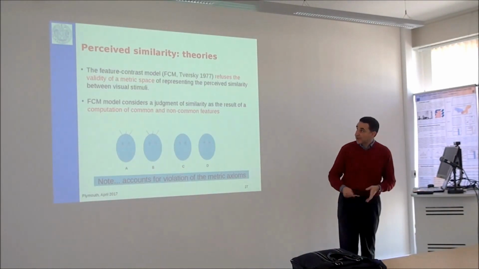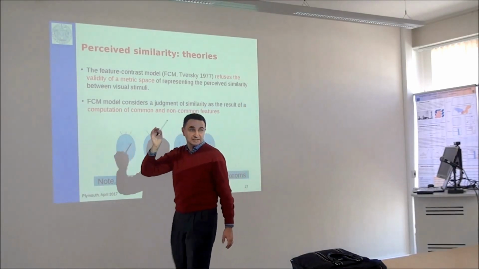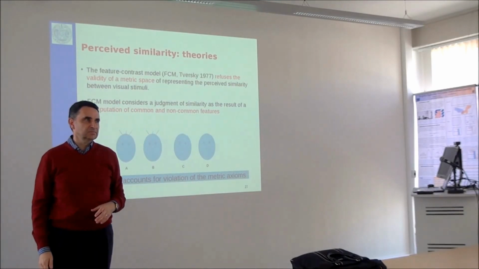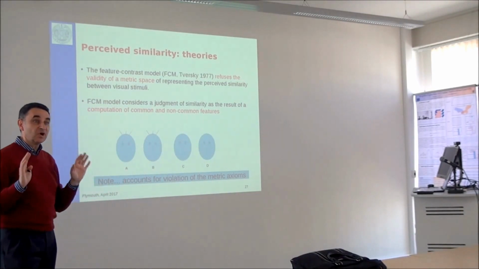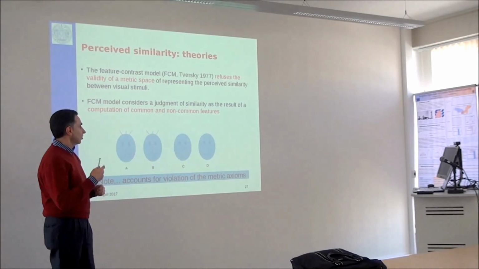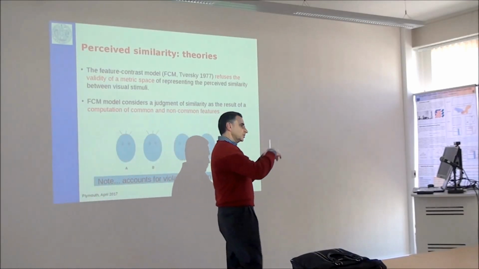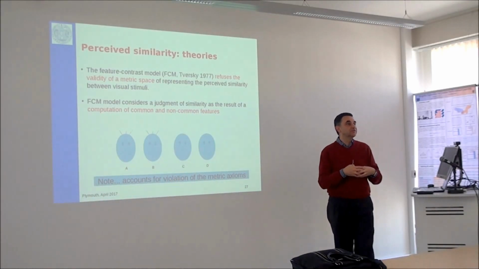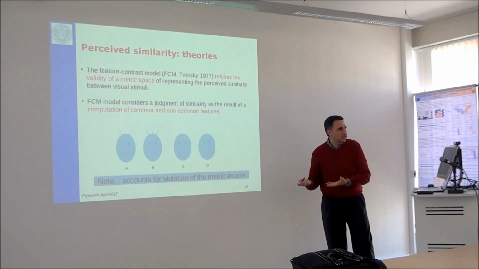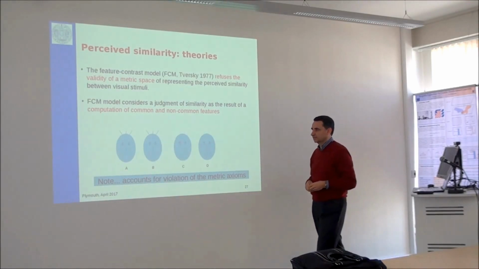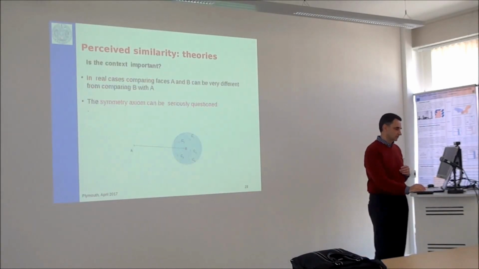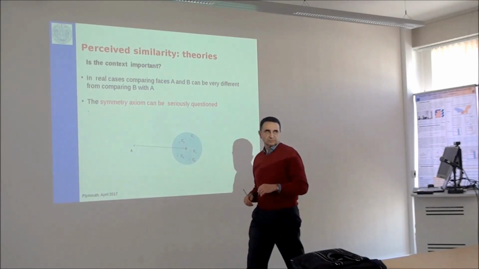In fact, some studies in the 70s and 80s refused the validity of a metric space. They said, no, no, no. A metric space is impossible for faces. And they proposed a sort of mix of common and non-common features that all together will put the final judgment of similarity. That could be an explanation. But please note that if you violate metric axioms, it becomes a nightmare. And I will show you in a minute why.